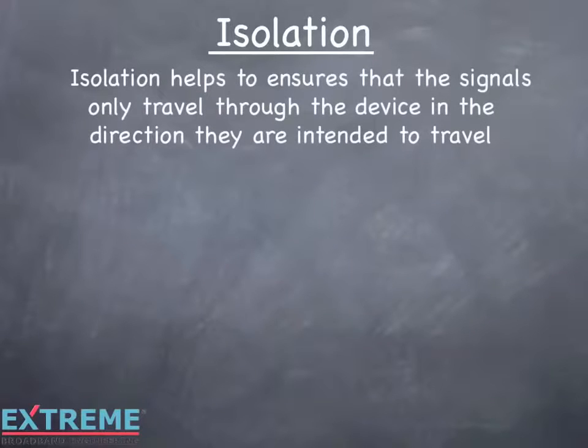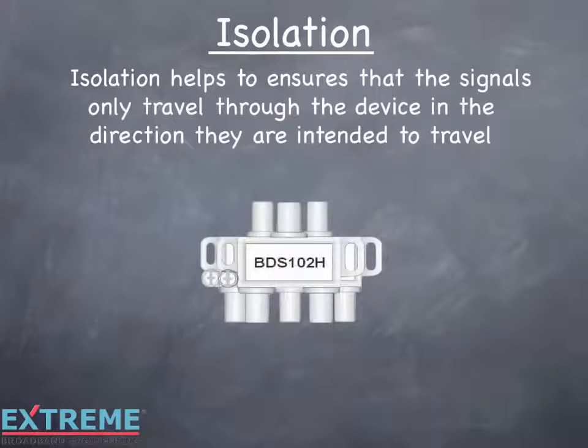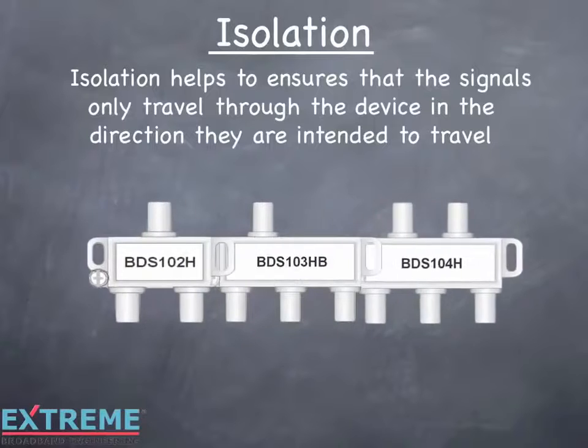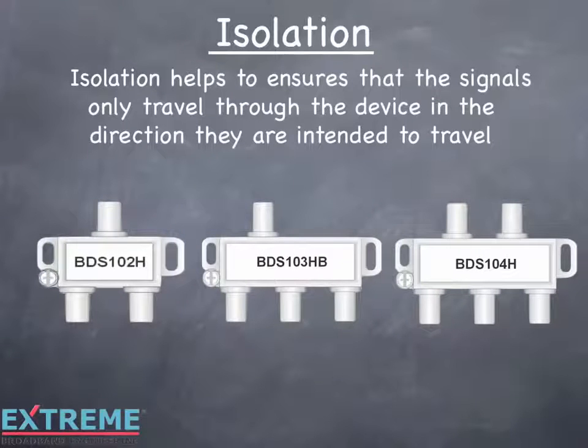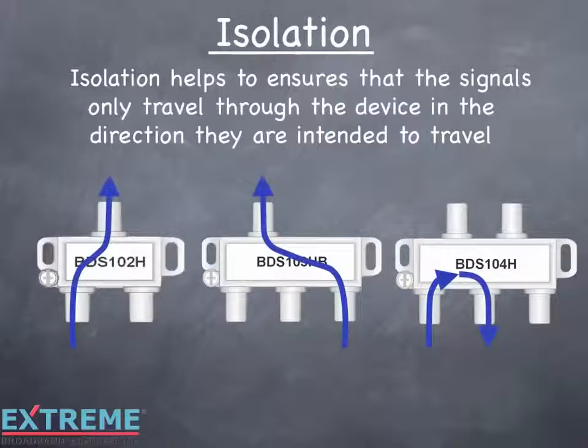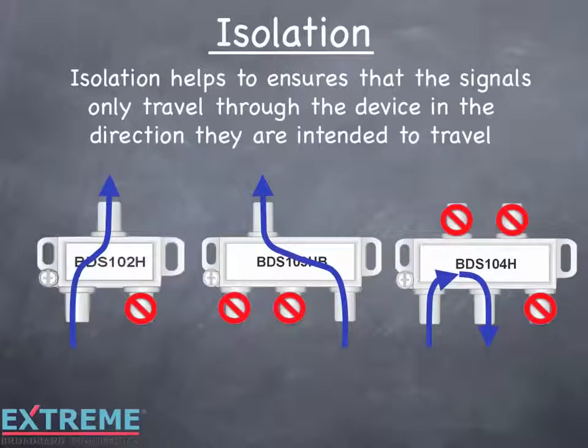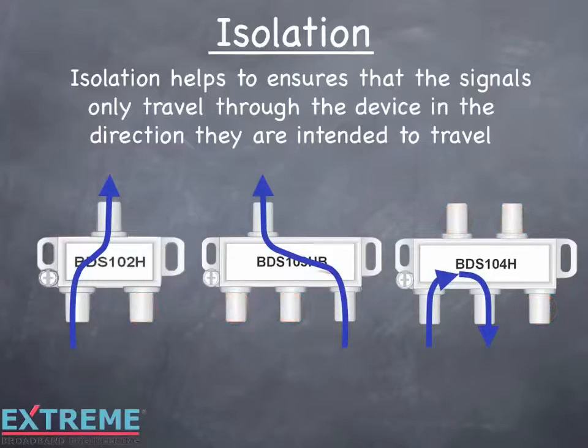Isolation helps to ensure that the signals only travel through the device in the direction they're intended to travel. In this case, we're showing a 2-, 3-, and a 4-way splitter with the return signal flowing from the output to the input. We don't want the signal to flow between the other output ports. But in reality, a small amount travels to the other ports and is attenuated due to the port-to-port isolation.